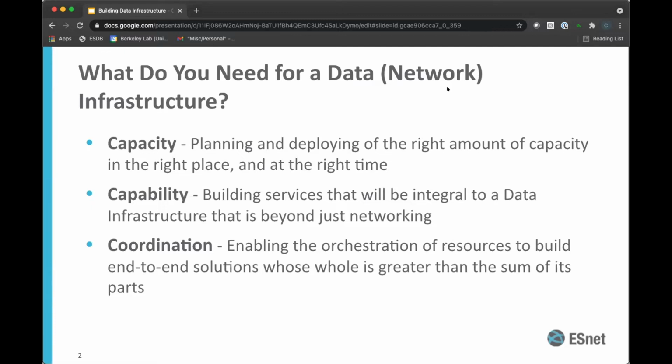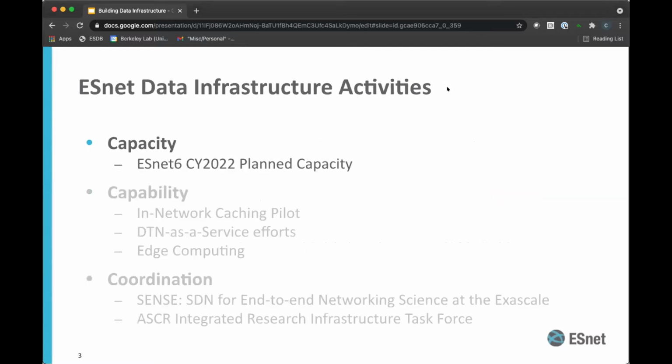The next thing that we want to look at is capabilities. So building capabilities is essentially looking at services that are not just data transfer services. They're more data infrastructure services. And then the last one is coordination, where the idea is that if you have all this capability, how do you actually orchestrate this so that you can come up with an end-to-end solution? So I'll talk about these three different aspects and some of the activities that we're doing.